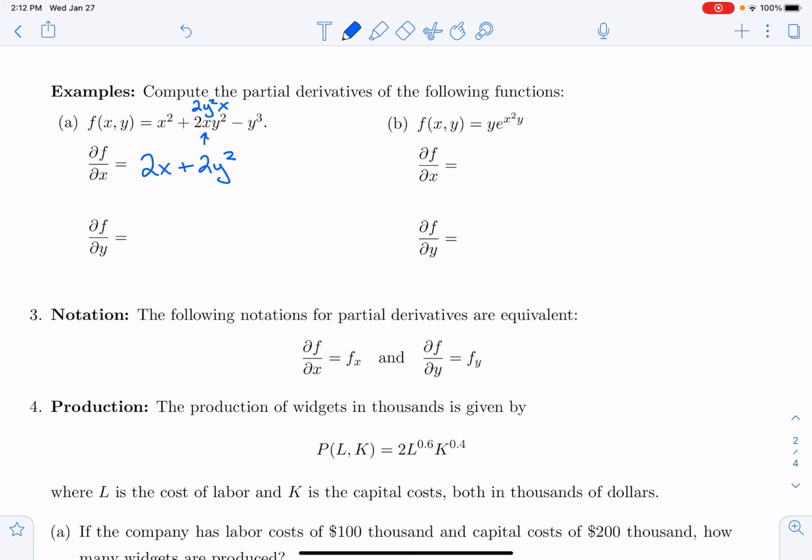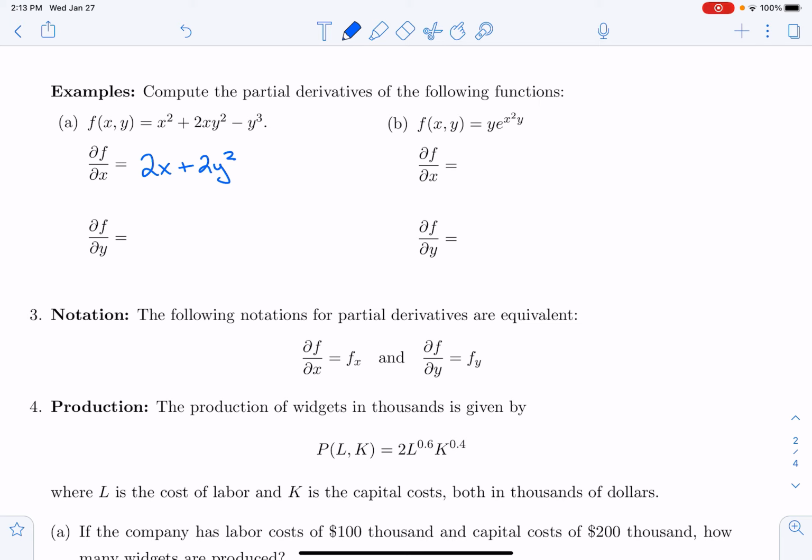Okay, now let's move on to the derivative of f with respect to y. The derivative of x squared with respect to y: x is a constant, so that's a constant squared. That's just another constant, and the derivative of that constant is 0. So the derivative of the first term is just 0.